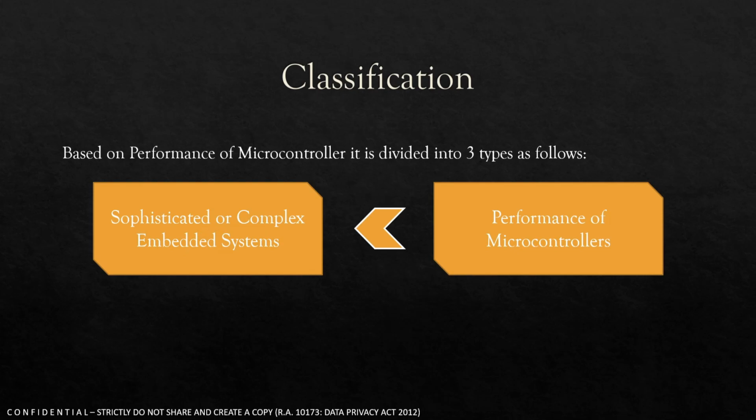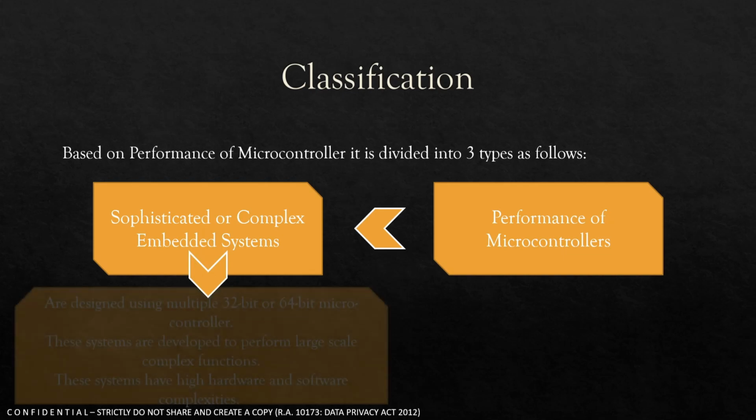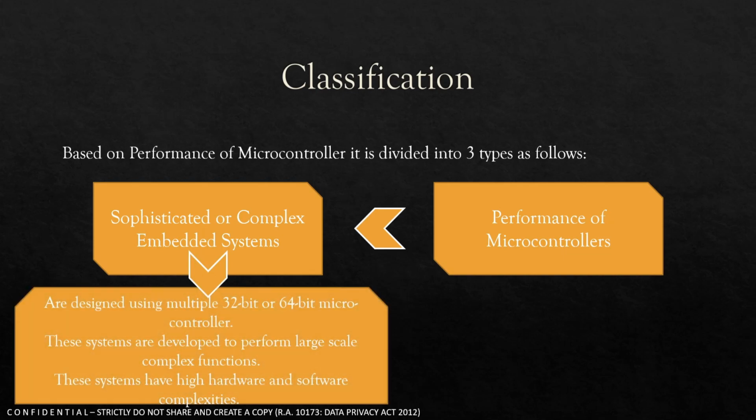The last one is the sophisticated, or complex, embedded systems, which are designed using multiple 32-bit or 64-bit microcontrollers. These systems are developed to perform large-scale complex functions. They have high hardware and software complexities. We use both hardware and software components to design the final systems or hardware products in this sophisticated or complex embedded system. Examples are smartphones and multimedia systems.